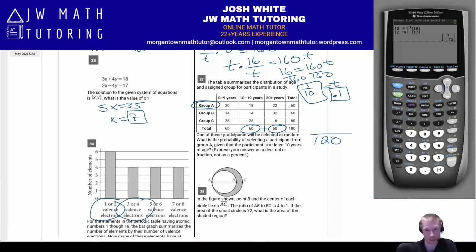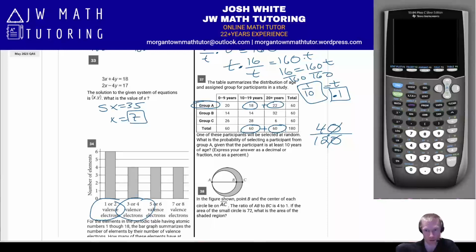Now, what's the probability that the participant would be from group A? Well, there's 18 people that are 10 to 19. There's 22 people that are 20 and older. So there's 40 total favorable outcomes. In other words, that's the number that goes on top of the fraction. So now you would just want to simplify this, reduce it down. First of all, just divide by 10, get rid of the zeros. And then 4 over 12 is just going to simplify to 1 over 3. So you could enter that as your correct answer, or you could also enter in 0.333 since it's a repeating decimal. So either of those would be correct.